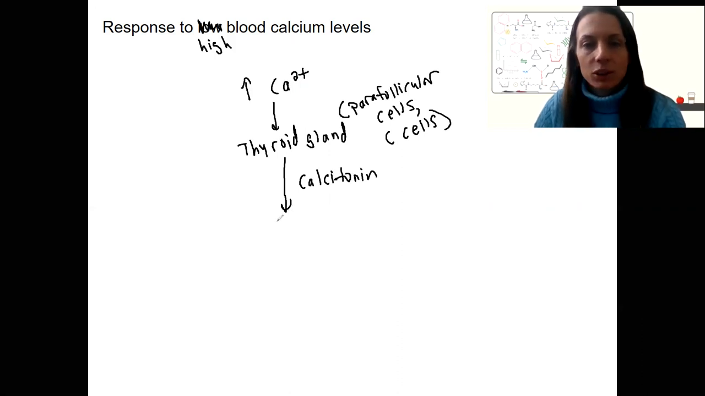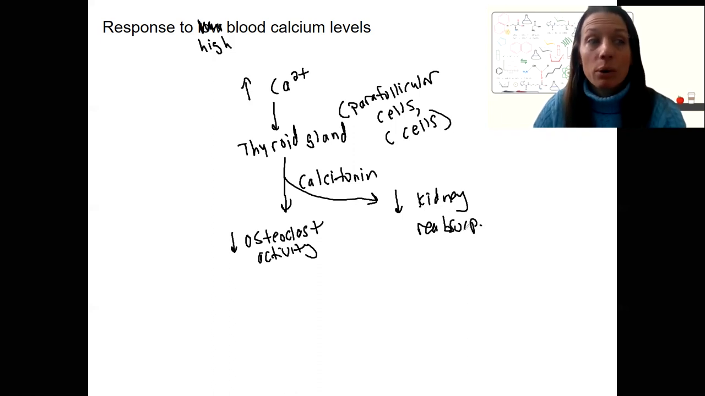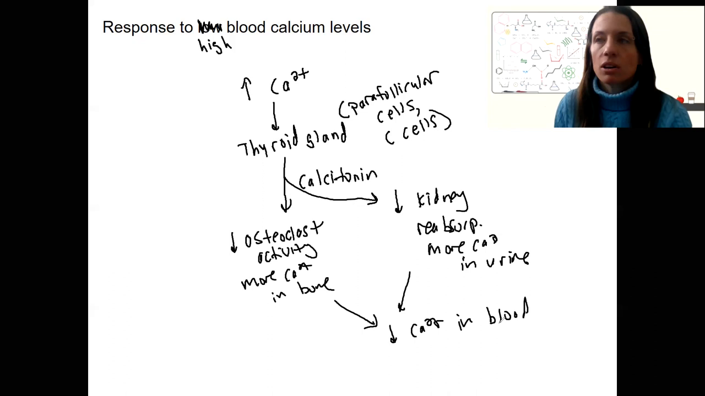Calcitonin is the output signal, the hormone that is going to target osteoclasts, but in this case, it's going to decrease osteoclast activity. So we have less bone breakdown. It's also going to decrease kidney reabsorption of calcium so that we have more calcium out in the urine. So more calcium in urine, more calcium in bone, both going to result in less calcium in the blood, responding to our stimulus. Awesome, right?